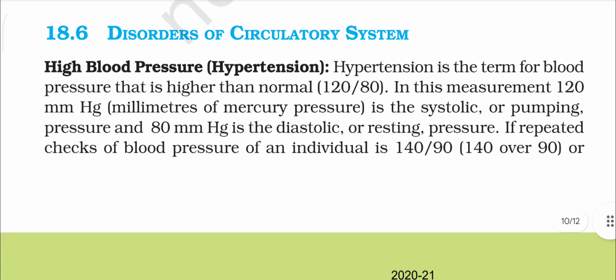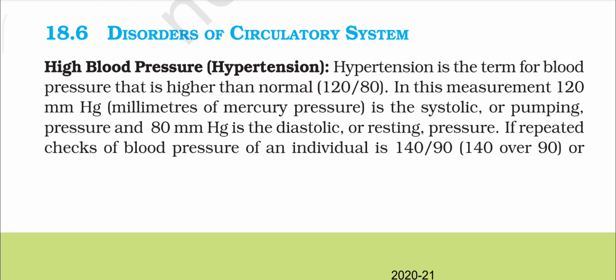Disorders of circulatory system: high blood pressure. High blood pressure मतलब hypertension. Hypertension is the form of blood pressure that is higher than normal, 120 by 80. In this measurement, 120 mm of Hg, millimeters of mercury, is the systolic, the pumping pressure, and 80 mm of Hg is the diastolic or resting pressure.